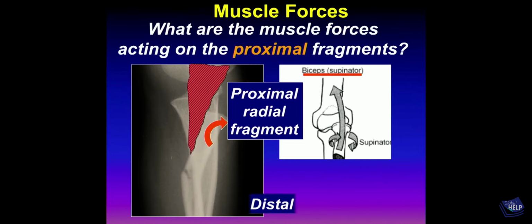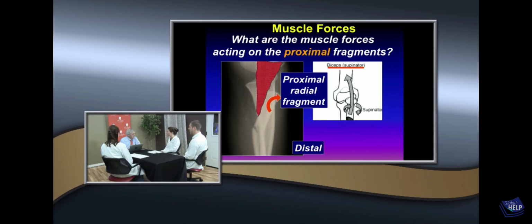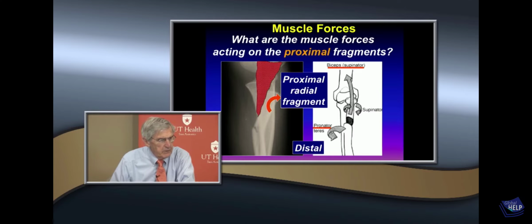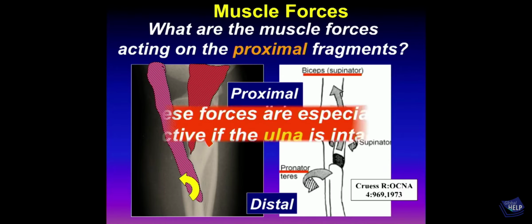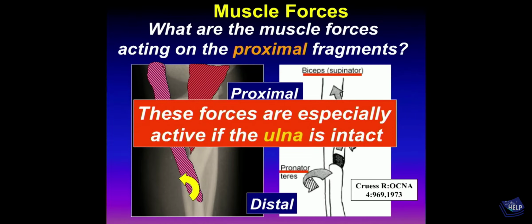What's on that distal fragment? The brachioradialis and the pronator. And the pronator, right. Mainly the pronator teres. So you have a rotational malalignment here when you break the integrity of the proximal radius right here. So you have to consider that when you're doing the reduction maneuvers, we'll discuss. So these are especially active if the ulna is intact.